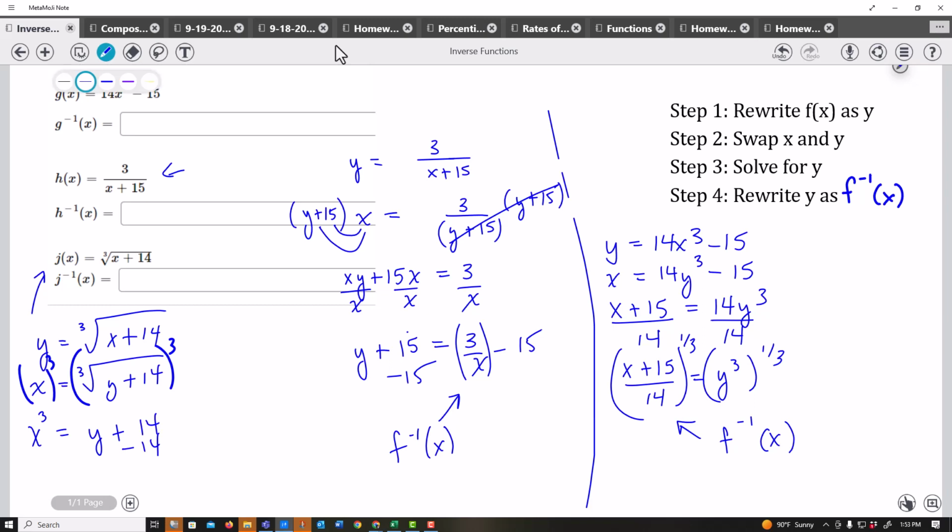Oh, it wasn't that nice. It's actually a lot easier than it looked. So I get x cubed minus 14 is my inverse function. A little messy, but that is it.